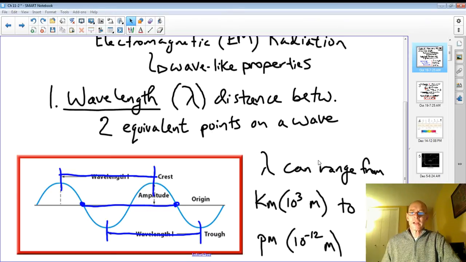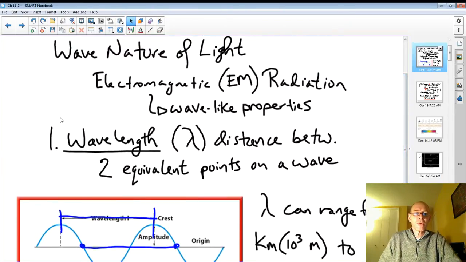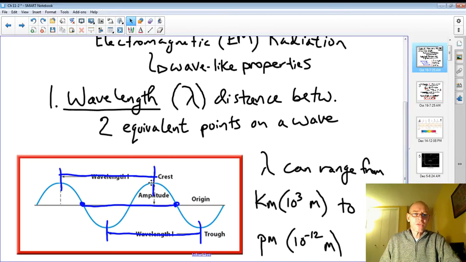We finished the last class talking about some of the properties of electromagnetic radiation or light that are used to describe waves. The first and most important might be the wavelength, which has the symbol lambda. That's simply a distance in meters on the large scale or down to picometers, but it's the distance between two equivalent points on a wave, between crest to crest or trough to trough, what have you.